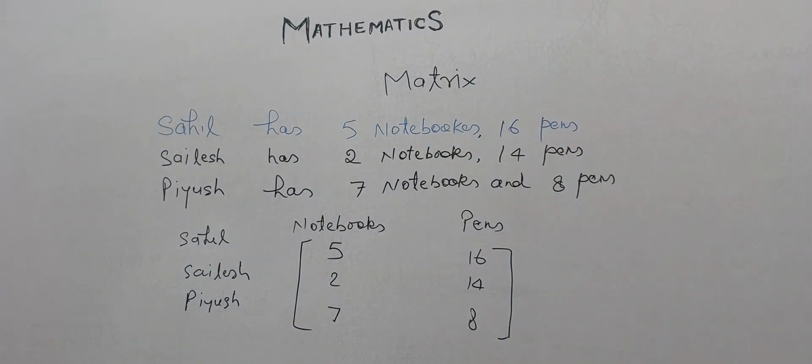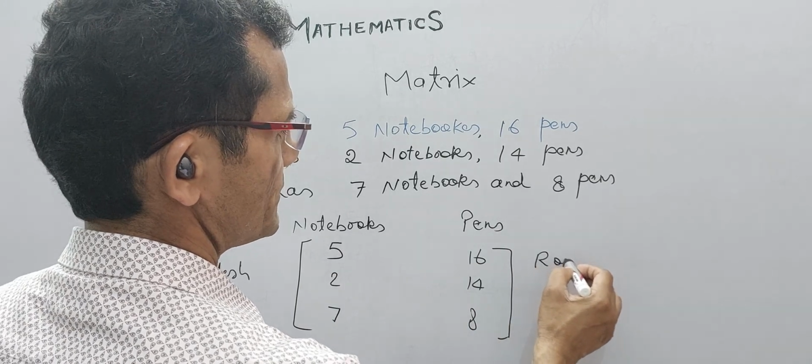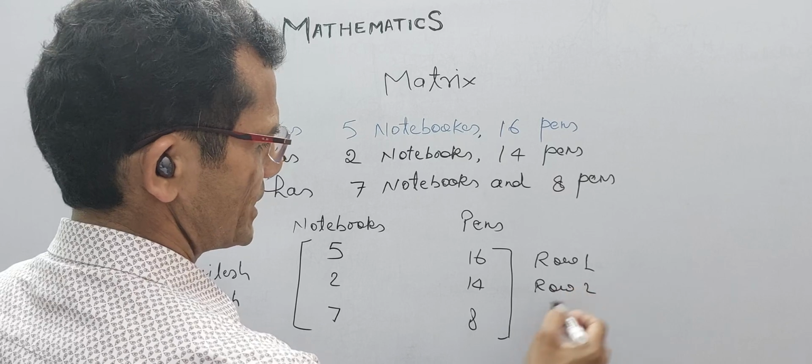So here this is row number 1, this is row 2, the second row, this is the third row.